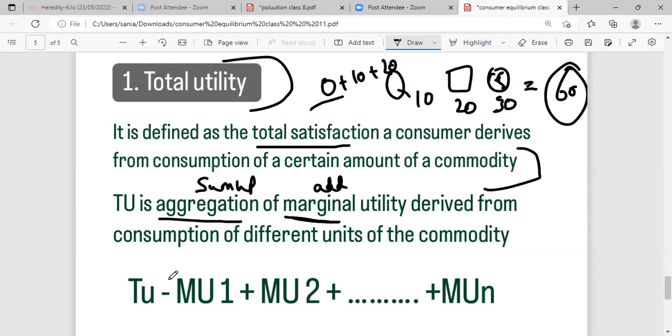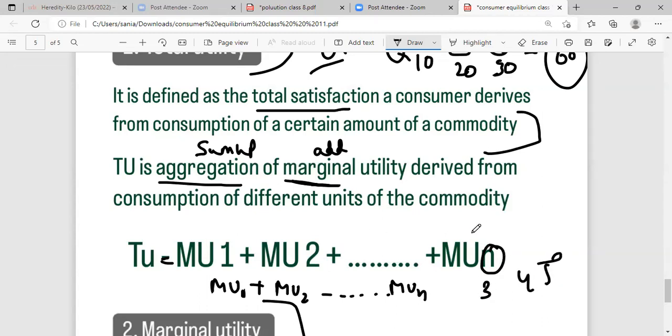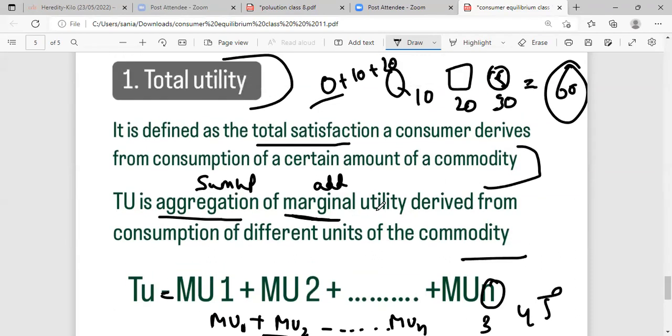So when you add all this, TU equals MU1 plus MU2 plus dash dash dash MUN. Why have I written MUN? Because N means N number of units. It can be 3, 4, or 5, whatever amount of goods are given to you. So this is your total utility. Clear? Yes, ma'am.